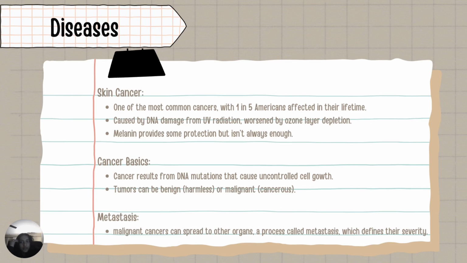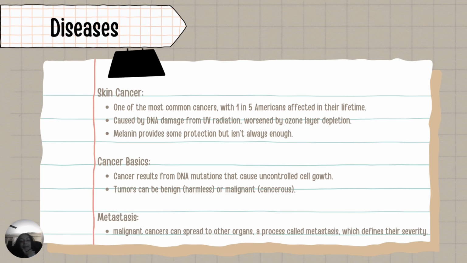Skin cancer is one of the most common cancers, with 1 in 5 Americans affected by it in their lifetime. It is caused by overexposure to UV radiation, which damages DNA and forms cancer. And what makes it worse is that our ozone layer is depleting, which leads to increased UV radiation exposure. Skin cancer can develop in areas that are not exposed to UV radiation, which shows that it's not solely caused by UV radiation. There are other factors.